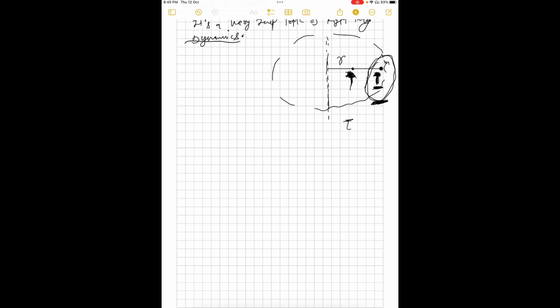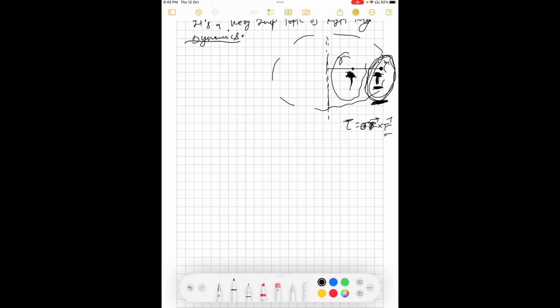The torque is r cross F. So if you apply the same force over here and the same force over here, more torque will be generated over here. More torque, more torque, less torque.